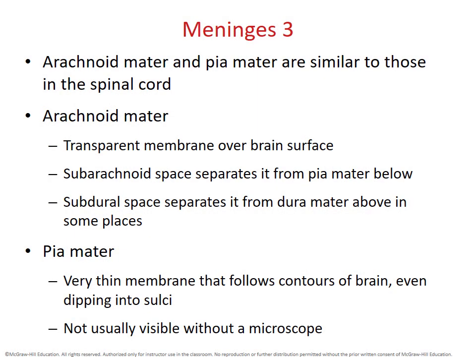Arachnoid mater and pia mater are similar to our description of them in the spinal cord, so I'm not going to say too much other than to remind you that the subarachnoid space, with the cobwebby-like extensions, does contain cerebrospinal fluid. This cerebrospinal fluid is important in, again, serving a shock absorption function and helping the brain float within the cranium. So again, it serves a cushioning and buoying type function within the skull.